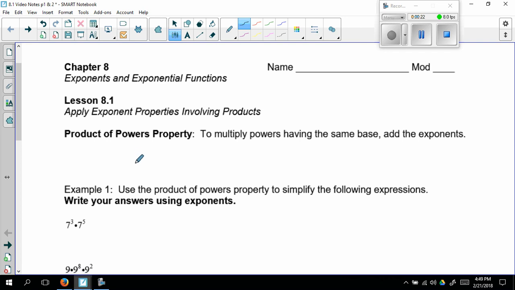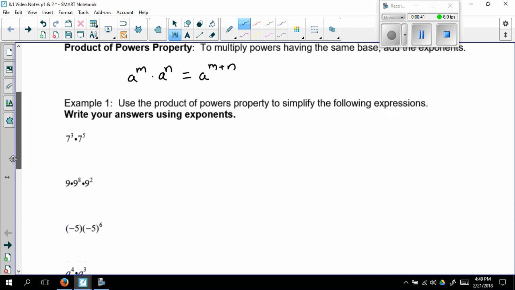property. That says if I have two powers with the same base, so let's say a to the m, that's one power, times a to the n, another power, I keep the base and I add the exponents. Okay, so using that property, I'm going to go ahead and simplify these. I would like you at this point to show your work using the property. Later on you can take some shortcuts, but in your notes please show your work.